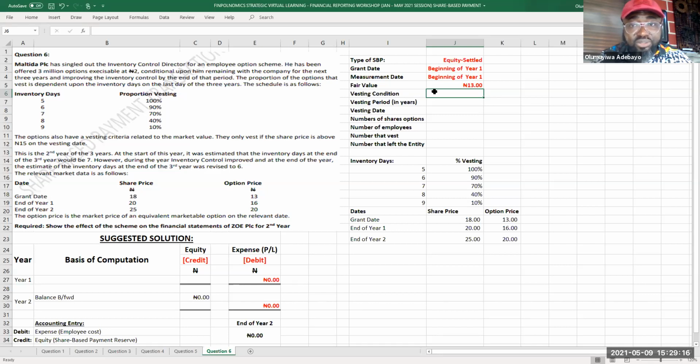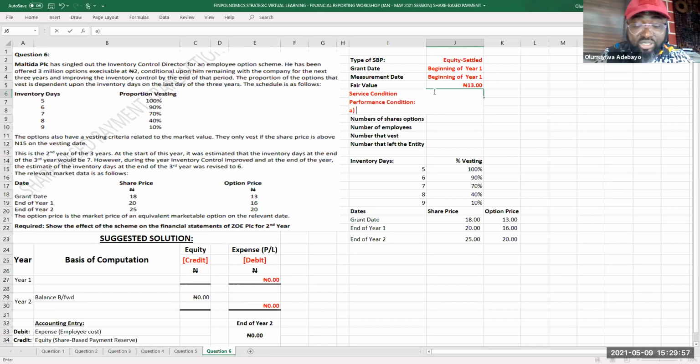What is our vesting condition? I can say we have 3 vesting conditions. Number one is the service condition, that is a 3-year service condition. And secondly, improving the inventory control. That means we have a performance condition. Yes. And performance condition is in 2 folds.